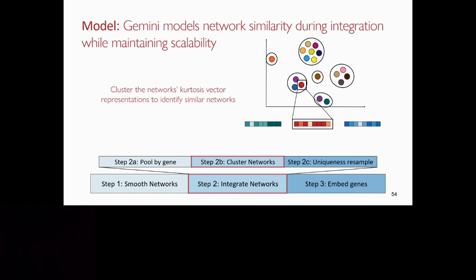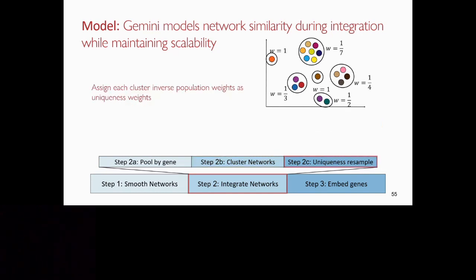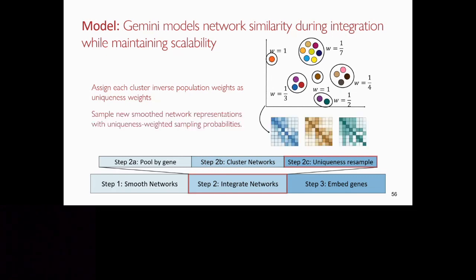And then finally, in this third substep, we assign each cluster a weight according to its inverse population. So this is basically giving networks that are more redundant lower weights than more unique networks. And then we sample new smooth representations using these uniqueness weights to guide the sampling procedure. So at the end of this step, we get a data set of these smooth representations that is going to more evenly cover that set of variability that we have in the collection.